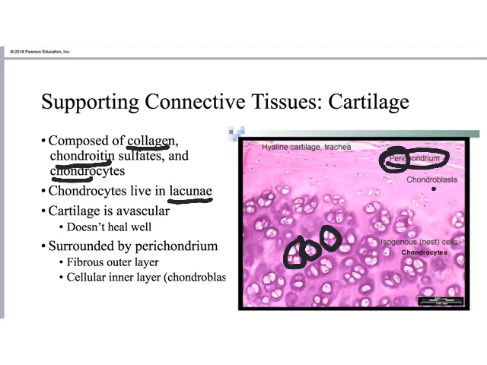So chondroblasts that you see here, those would be kind of the immature chondrocytes. So they're going to produce chondrocytes. They're also going to help produce the ground substance.